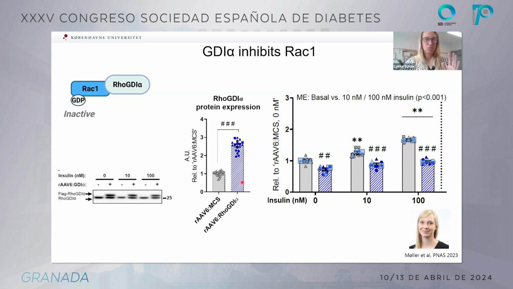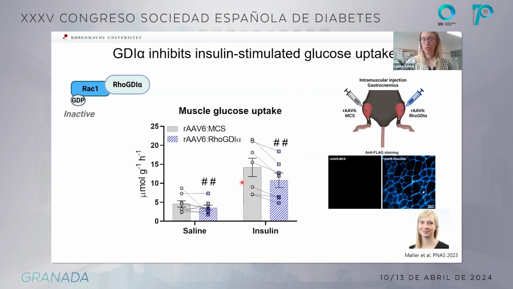So we next needed to, of course, prove that this also had something to do with the glucose uptake. In order to do that, we overexpressed GDI alpha using recombinant adeno-associated virus. And you can see we got 100% transfection of these muscles, leaving the contralateral leg as the mouse's own control. And what we observed was that there was a reduction in skeletal muscle glucose uptake when we overexpressed GDI alpha to inhibit RAC1. So this really suggested to us that GDI alpha is a new molecule that is important in the regulation of insulin sensitivity of the skeletal muscle.